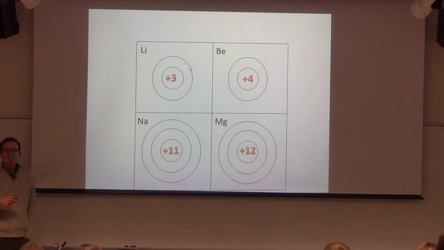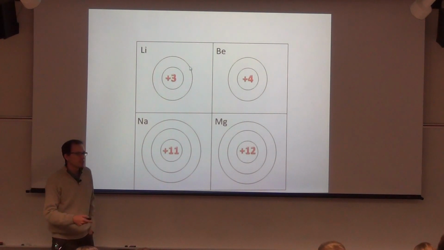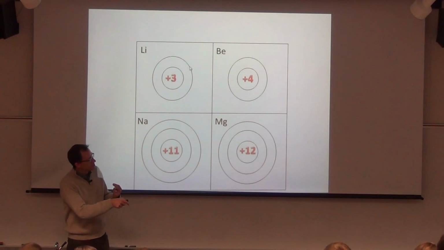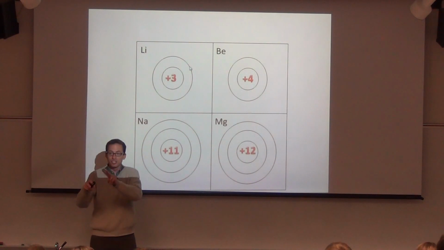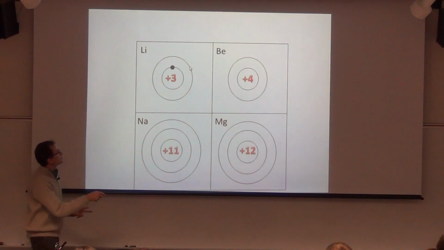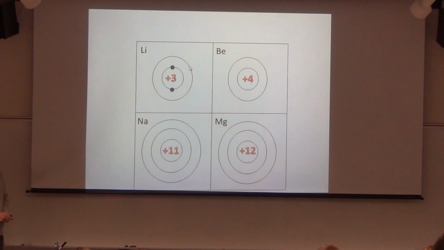If I were to ask the electron configuration of lithium, what would it be? It would be 1s2, 2s1. So 1s2, 2s1, right? 2 in the first, 1 in the second, right? So it'd be 2 on the first level, 1 on the second, right? This is the 1s2, this is the 2s1. I'm just placing electrons, like just really generically.